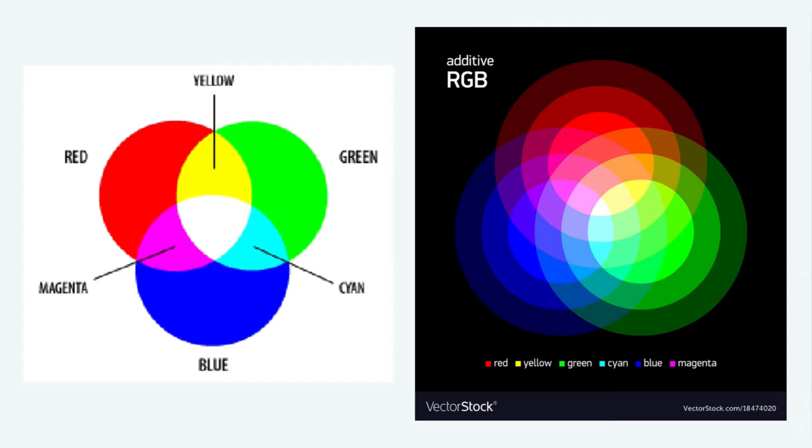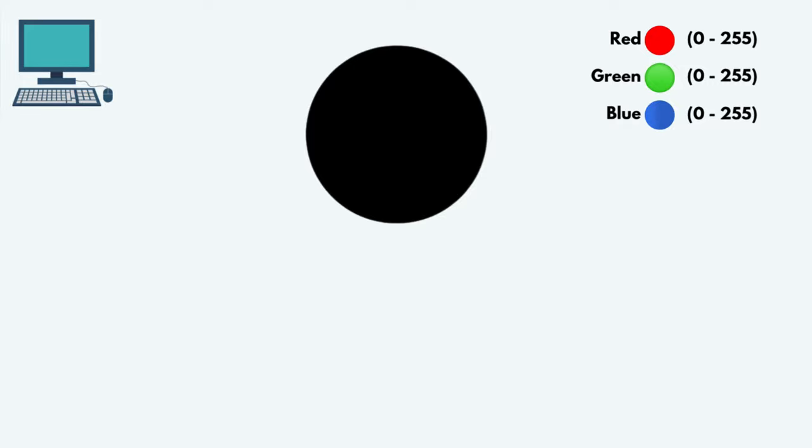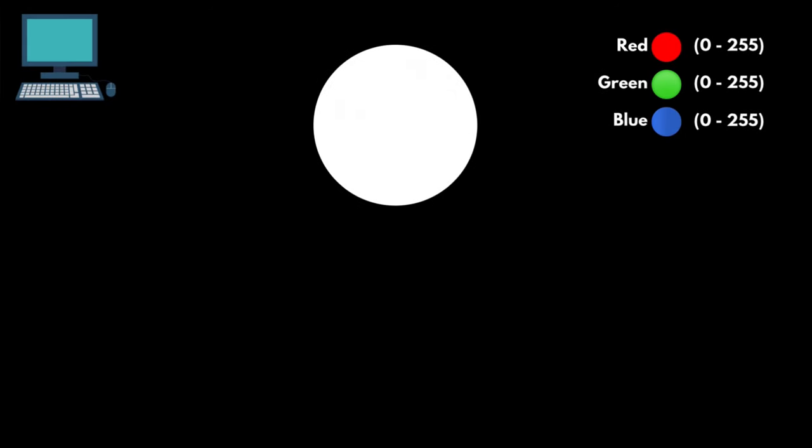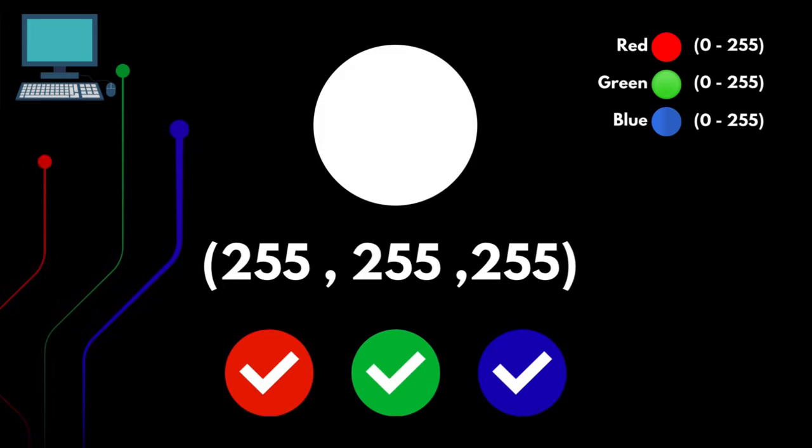How? Let's see. In computer understanding, the color black is represented as 0, 0, 0, which means there is no color at all. So it's dark and black, that's it. So this means there is no red color, no green color and no blue color. The color white is represented as a triplet of value 255, representing that all the three colors, that is red, green, blue, are in high brightness.